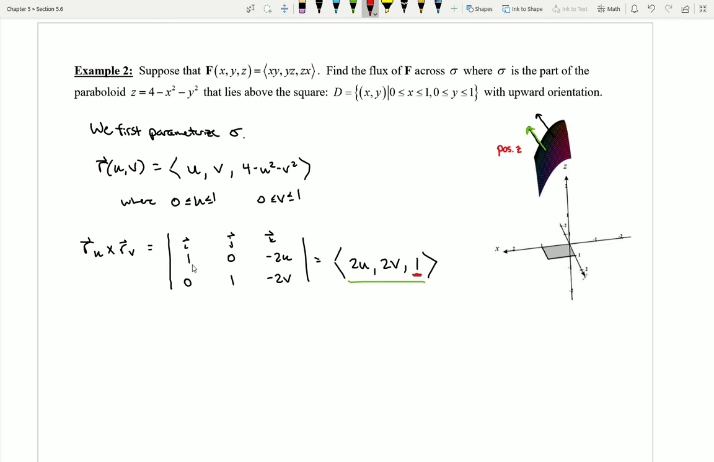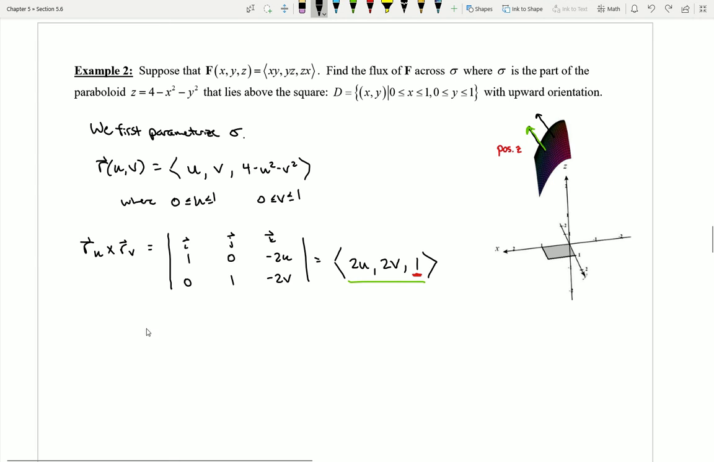Remember, the other orientation that I could have gotten would have been a vector that would have pointed out in the other direction. And that would have had a negative z. And I could have gotten that by multiplying this by negative 1. That would have been negative 2u, negative 2v, negative 1. But since that's not the direction that I wanted to consider as positive, I wanted upward orientation, this vector I've calculated here needs no adjustments, which is really, really nice.